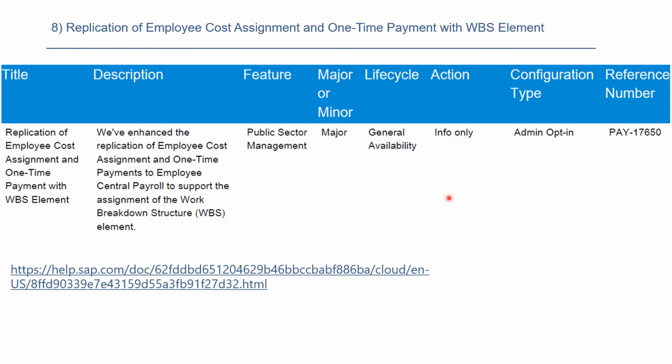We'll have a look at the next one. Replication of employee cost assignment and one-time payment with WBS element. With this feature you can now use WBS elements, which will also be replicated from EC to ECP. This is again admin opt-in. Based on your requirement for one-time payment, that is for input type 15, you can utilize WBS elements.